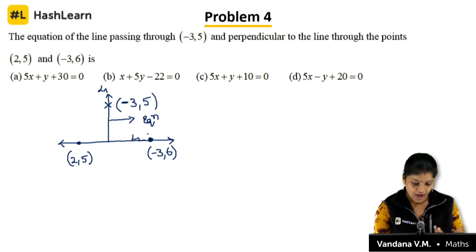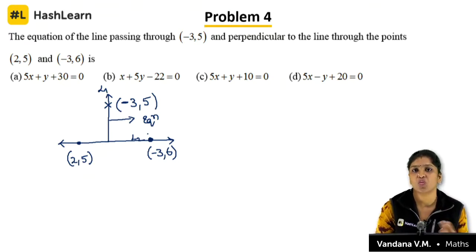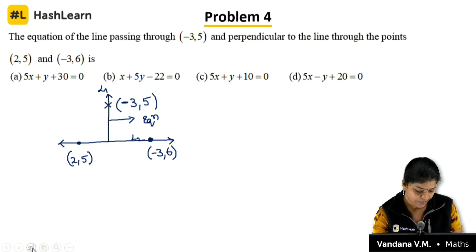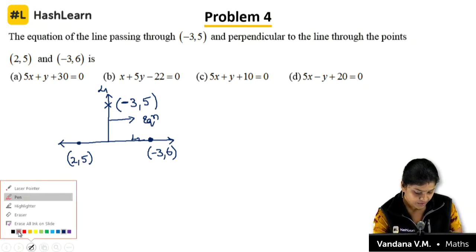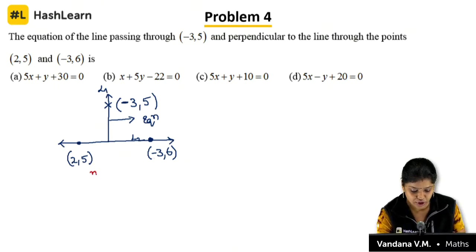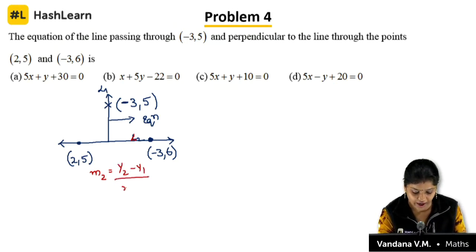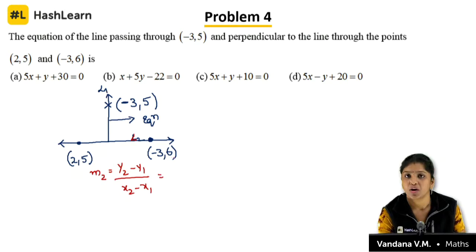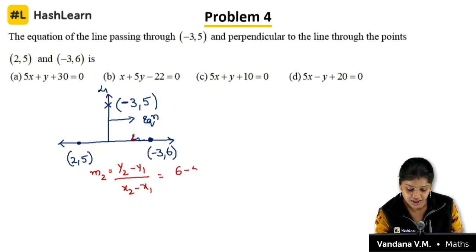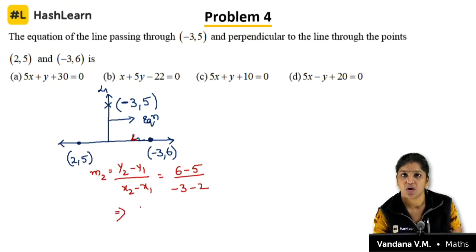What I said? I know the line passes through the point, one information I know. So, minimum information, what else do I want? I want the slope. How to find out the slope? Very simple. Look here, children. Easily I can find out the slope of this line L2, M2. How? y2 minus y1 by x2 minus x1. 6 minus 5 by minus 3 minus 2. That is 1 divided by minus 5.